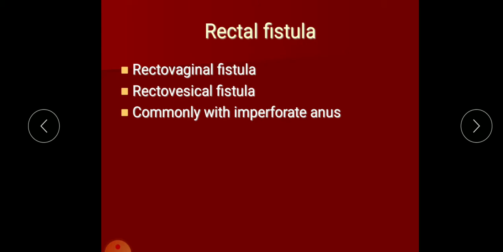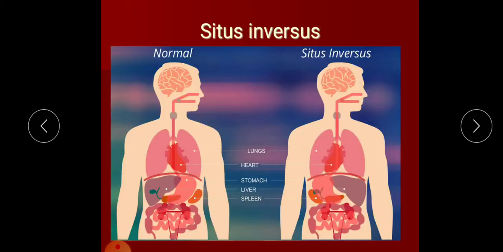Next is rectal fistula. When there is something abnormal in the urorectal septum, you find abnormal communication occurring between the rectum and the vagina, producing a recto-vaginal fistula, recto-vesical fistula, all these things. A fistulous communication between the bladder and rectum commonly could be associated with an imperforate anus. So I think with that we finish the hindgut derivatives.